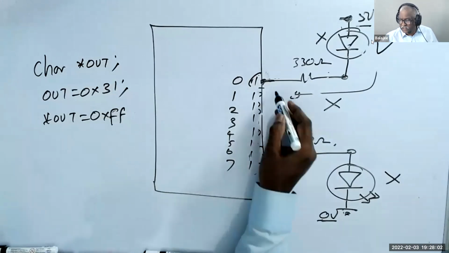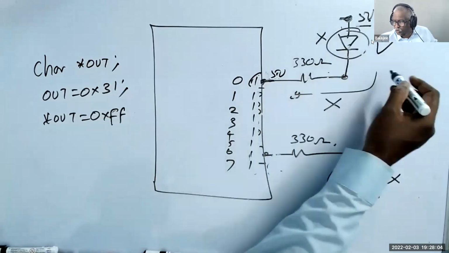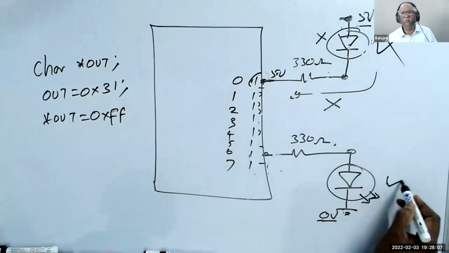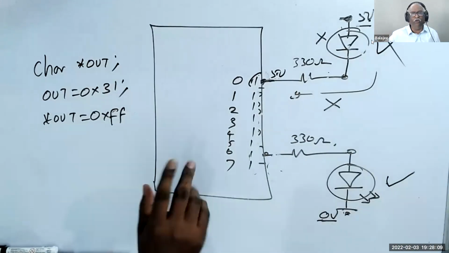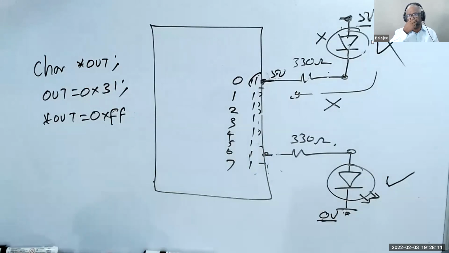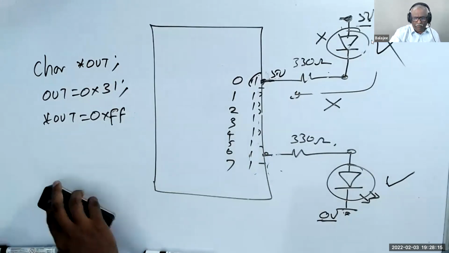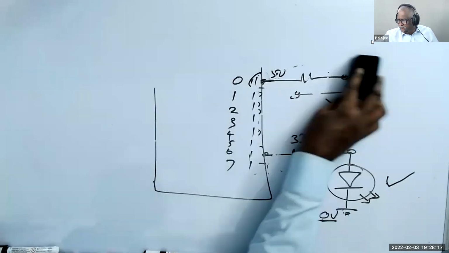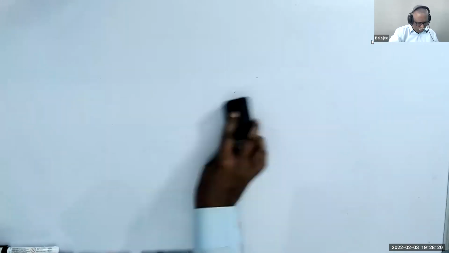But this is 5 volt. This is 5 volt. This LED will not glow, but this will glow. Please understand how we connect the LEDs. There are 2 ways. Now, people have found a mechanism for how to connect these LEDs to display different numbers.